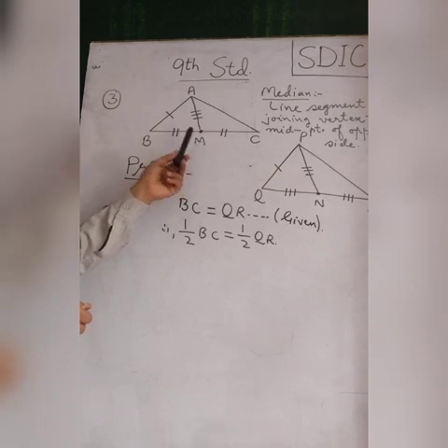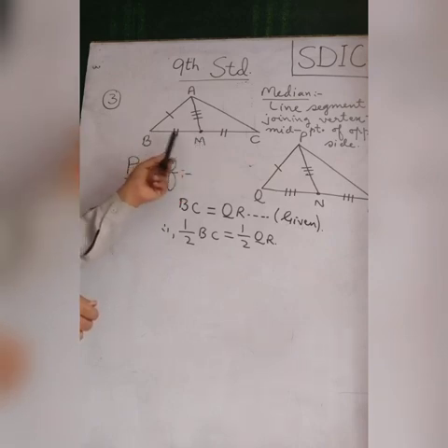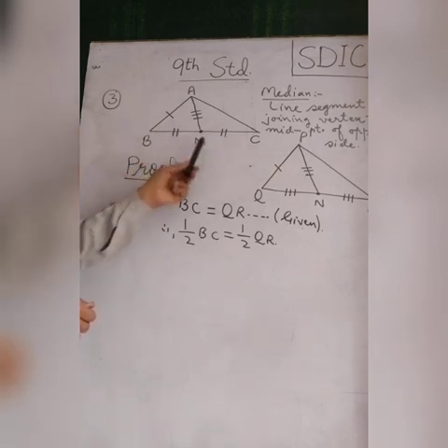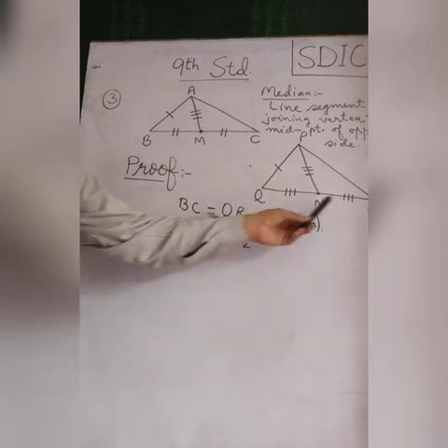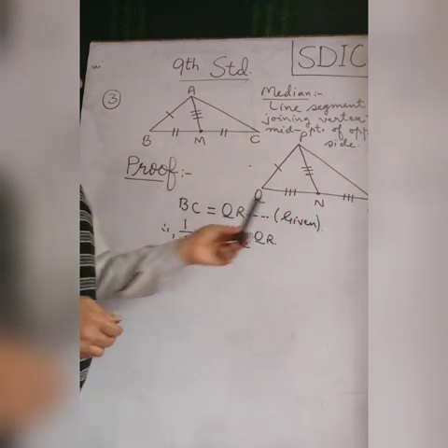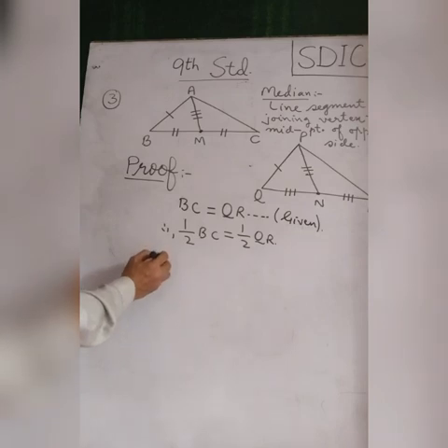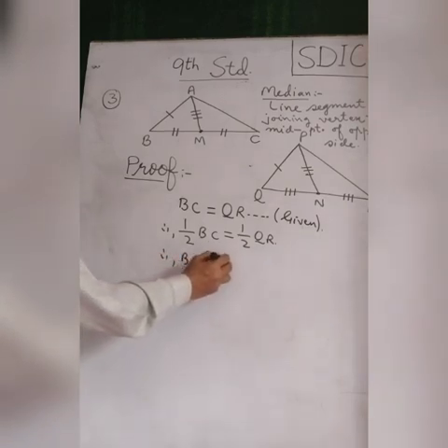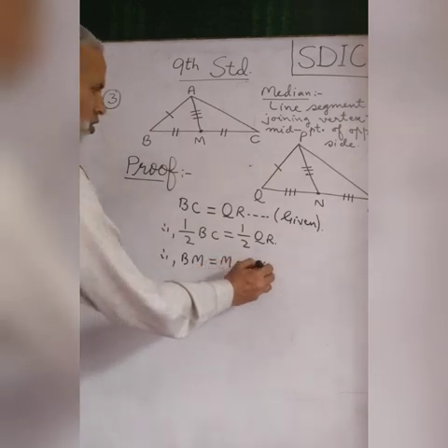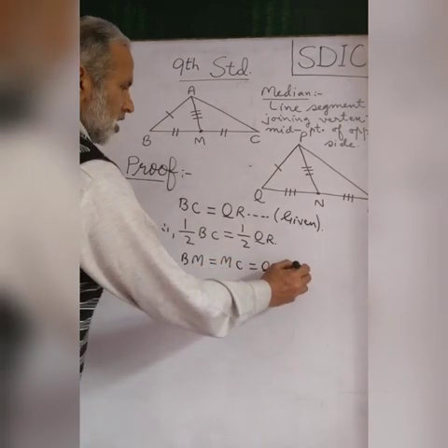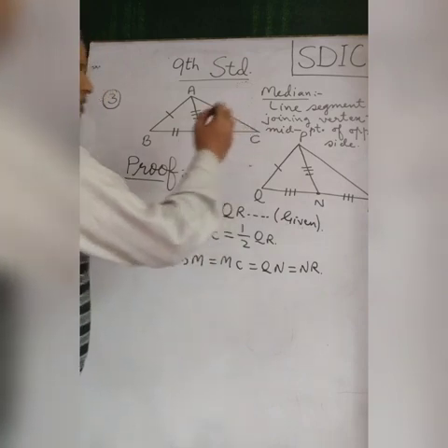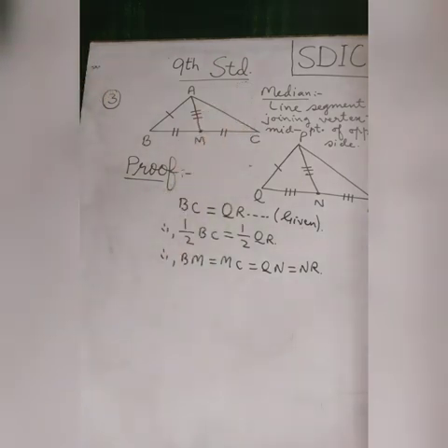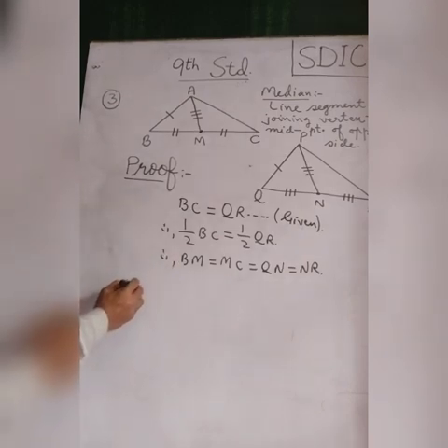M is the midpoint, therefore BM is equal to CM. These are two halves of BC. We have two halves of QR also, QN and NR. Therefore these halves will be equal, meaning all these four parts will be equal: BM, MC, QN and NR. All these will be equal. We need this as we prove the congruency of the two parts. So having proved this, let us now prove part number 1.